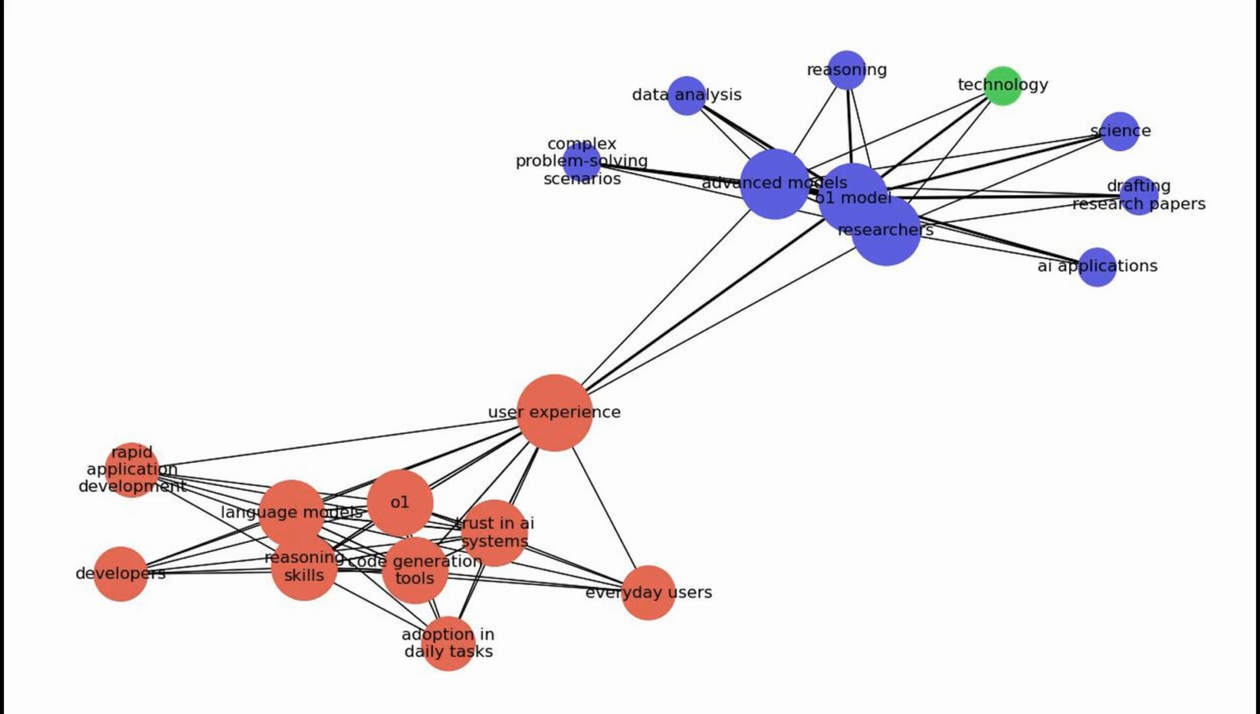The excitement around code generation tools powered by OON hints at a new era of rapid application development, where developers can create more robust applications in less time.